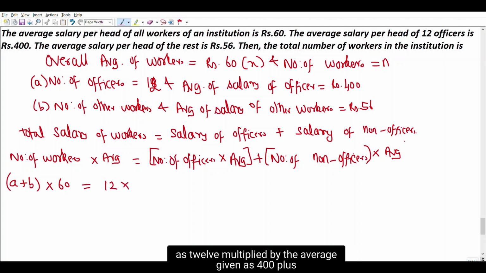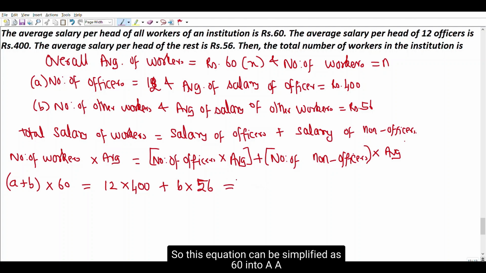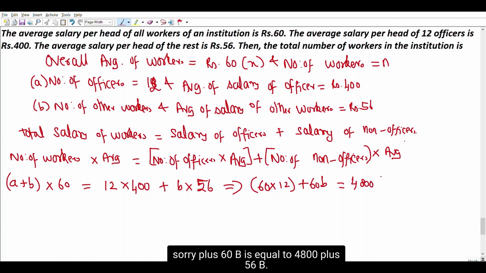directly in the question as 12 multiplied by the average given as 400 plus number of non-officers we don't know, that is B, multiplied by their average, that is 56. So this equation can be simplified as 60 into A, which is 12, so 60 into 12 plus 60B is equal to 4800 plus 56B.